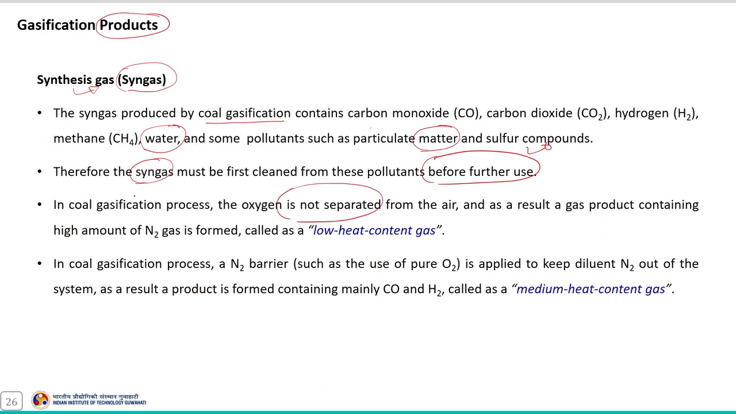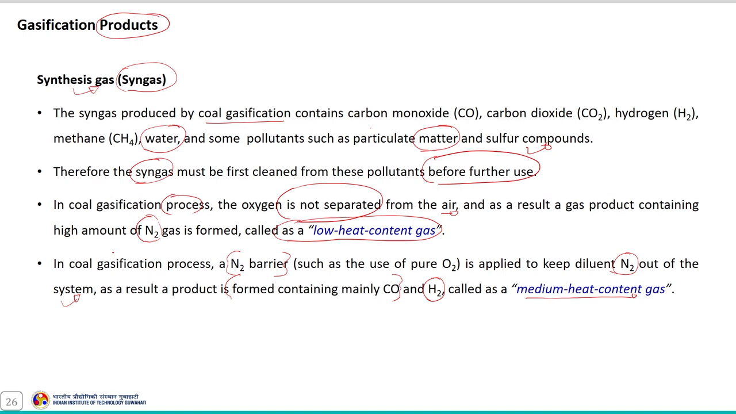And in case during the coal gasification process, if the oxygen is not separated from the air, then the gaseous product contains a high amount of nitrogen in its composition, and the gas produced during such operation is called low heat content gas. And for that reason, in the coal gasification process, a nitrogen barrier is applied to keep this diluent nitrogen out of the product mix. As a result, a product is formed containing mainly carbon monoxide and hydrogen, called a medium heat content gas.